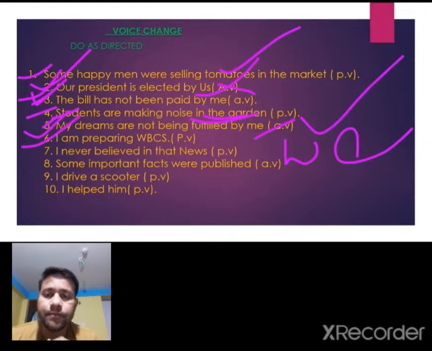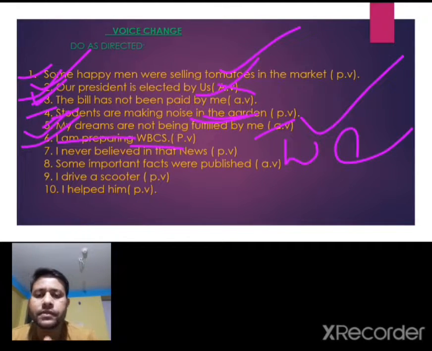Now number six: I'm preparing WBCS. So WBCS is the object. So WBCS is being prepared by me. Definitely the answer is WBCS is being prepared by me, as I'm also preparing WBCS. That's why I'm just blushing.